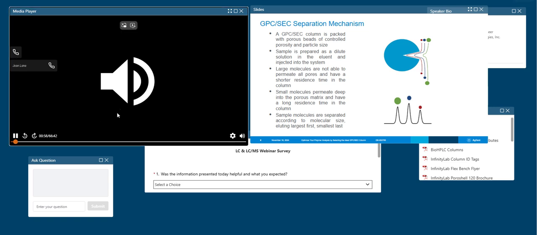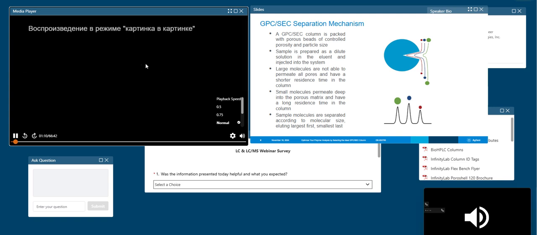Remember, first and foremost, GPC is a non-interactive technique. It's a technique that will separate your polymer samples based on their size in solution and not on their chemistry. As it is a non-interactive technique, no interaction of the sample with the column packing is wanted.